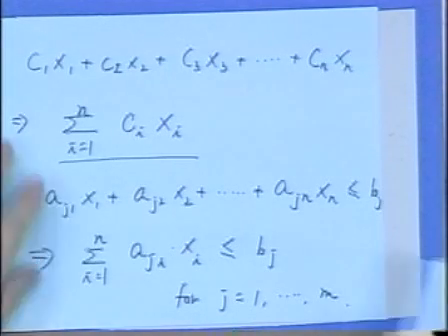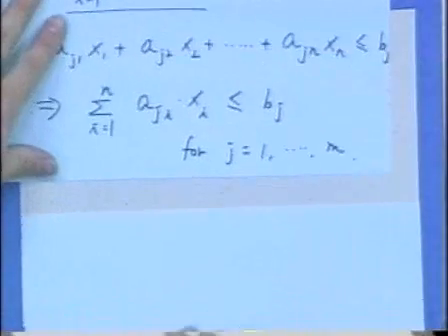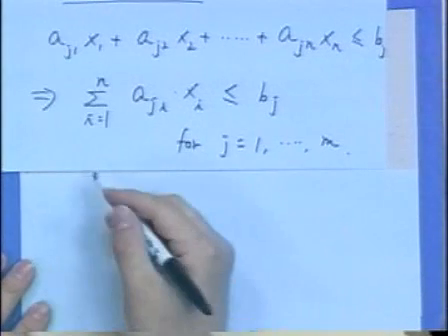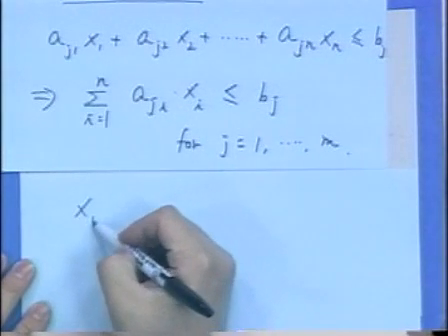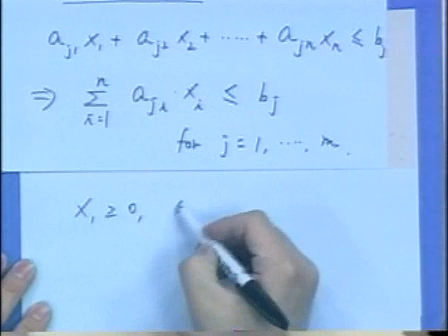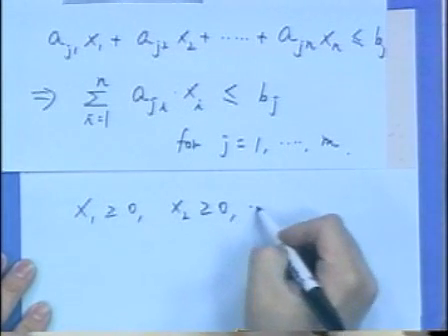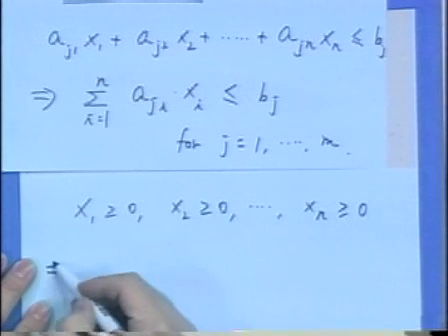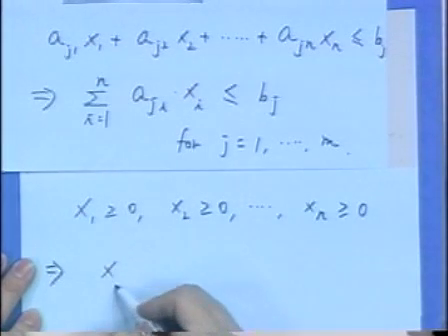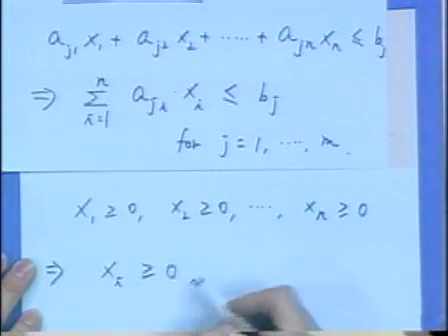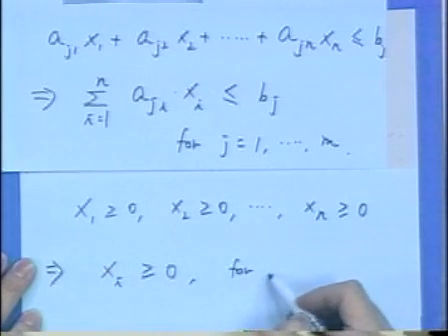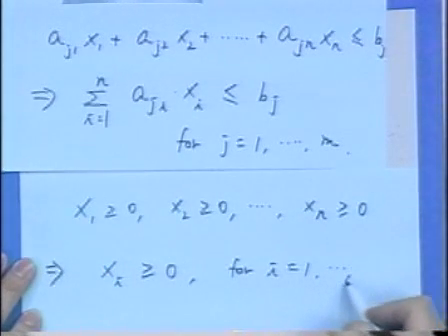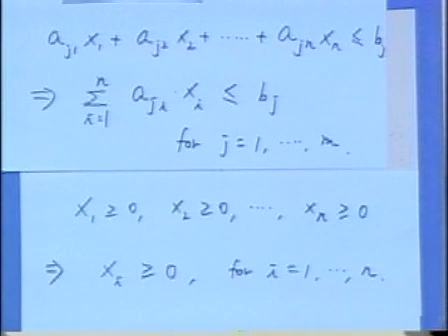And of course, the non-negativity restriction, in this case, x1 is greater than or equal to 0, x2 is greater than or equal to 0, and so on, would be x sub i is greater than or equal to 0 for all i equal to 1 to n, right? This is just straightforward, right?